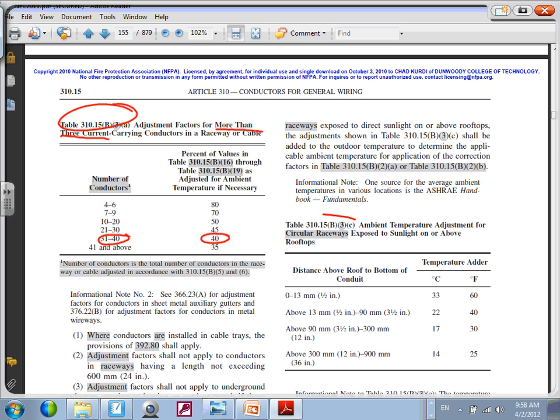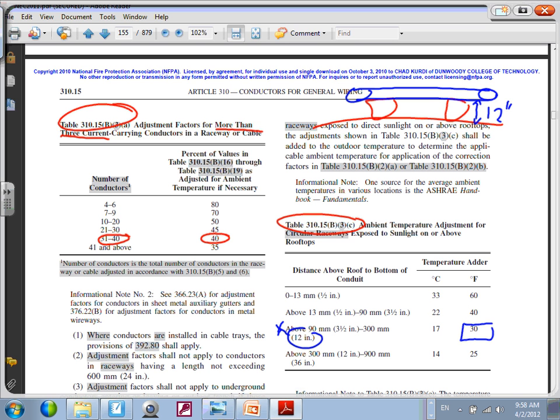Right underneath the bundling, there's another table. If you put conductors on a roof, then you have to do it because of the reflected heat. So for example, I'm on the roof and I put a conduit right on the roof, and the height of this structure was, let's just pick a number, 12 inches, a foot. So on a roof, here's my 3.5 inches all the way to 12 inches, I'm right here, and I need to add 30 degrees Fahrenheit to my ambient temperature.